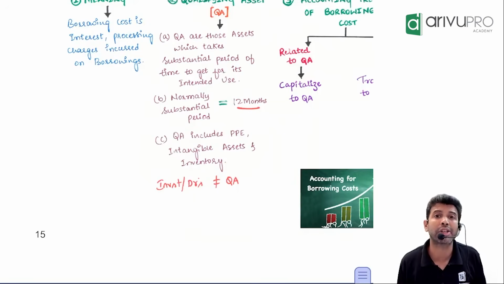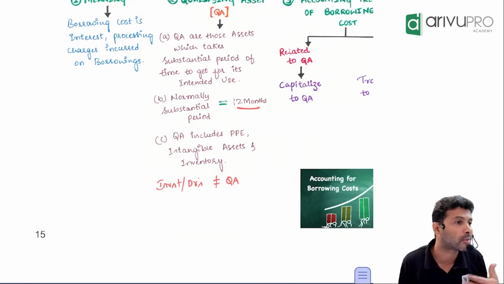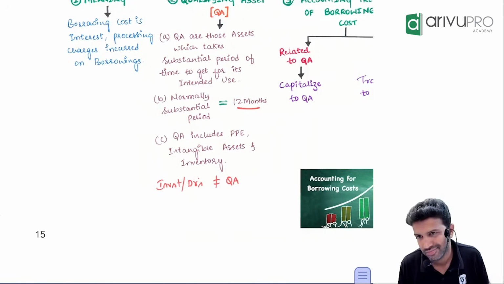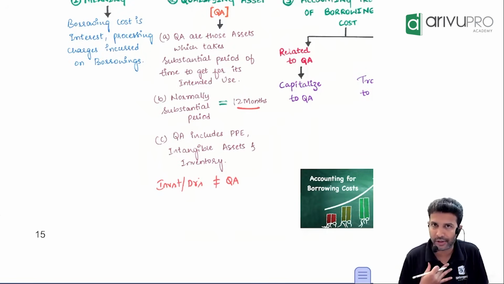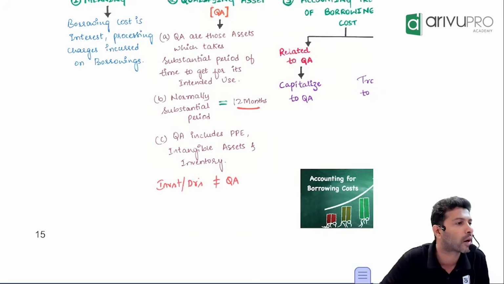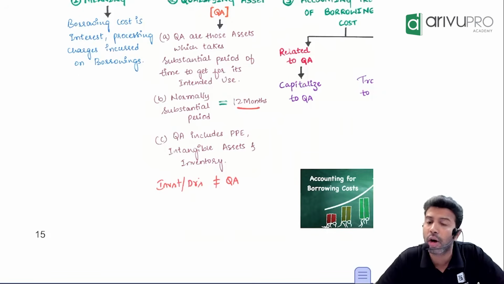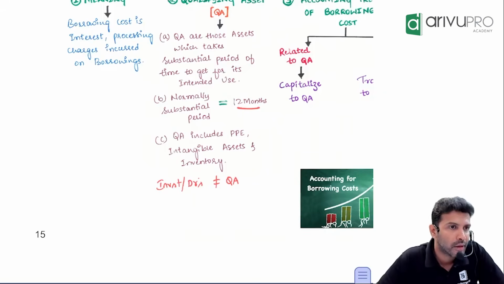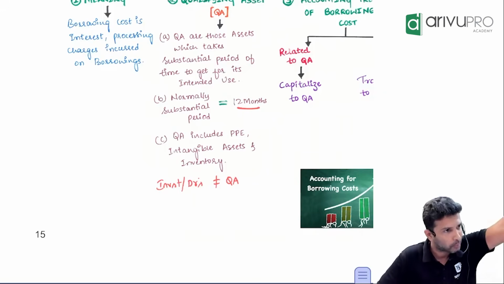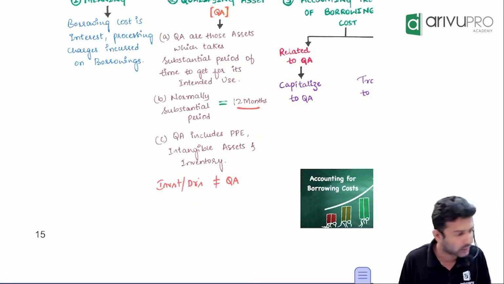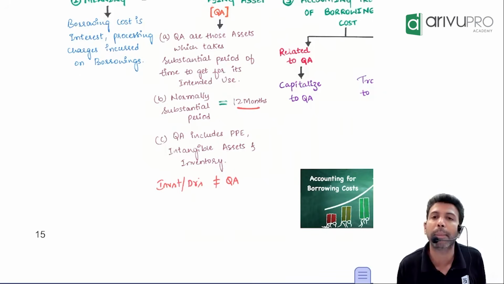Suppose I am a ship manufacturer. What is my business? I manufacture ships and I sell them. For a ship manufacturer, a ship is not PPE, it is what? Inventory. Can a ship be manufactured in 1 day or 1 month, or may it take a lot of time? It may take more than 1 year. Possible if it's a big ship, right? It may take 1 year, 2 years also, right? So inventory also can be a qualifying asset depending on case to case.